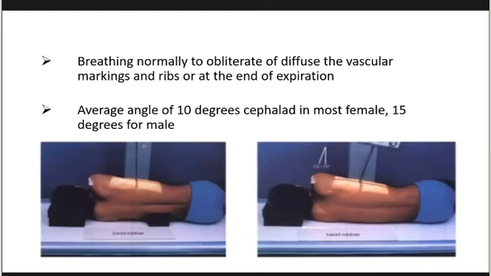10 to 15 degrees central ray angulation if we are not using lead rubber. So 10 degrees cephalad for most female and 15 degrees cephalad for male patients, for the thoracic lateral projection and the demonstration of the thoracic vertebrae. Yeah, so that is lateral projection. Do you have questions?